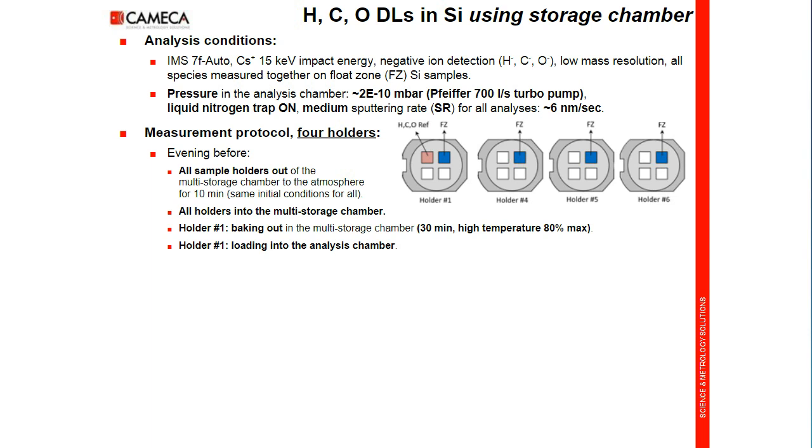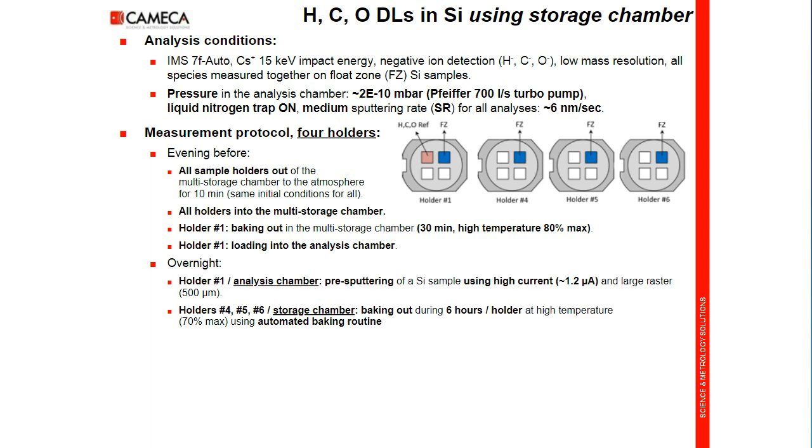Holder 1 was baked out in the multi-storage chamber for 30 minutes at high temperature, and then was loaded into the analysis chamber. Overnight, sample holder 1 remained in the analysis chamber. A long pre-sputtering of a silicon sample was performed using high current and large raster. The 3 other sample holders, 4, 5, 6, were kept in the storage chamber. They were baked out for 6 hours each using an automated baking routine.